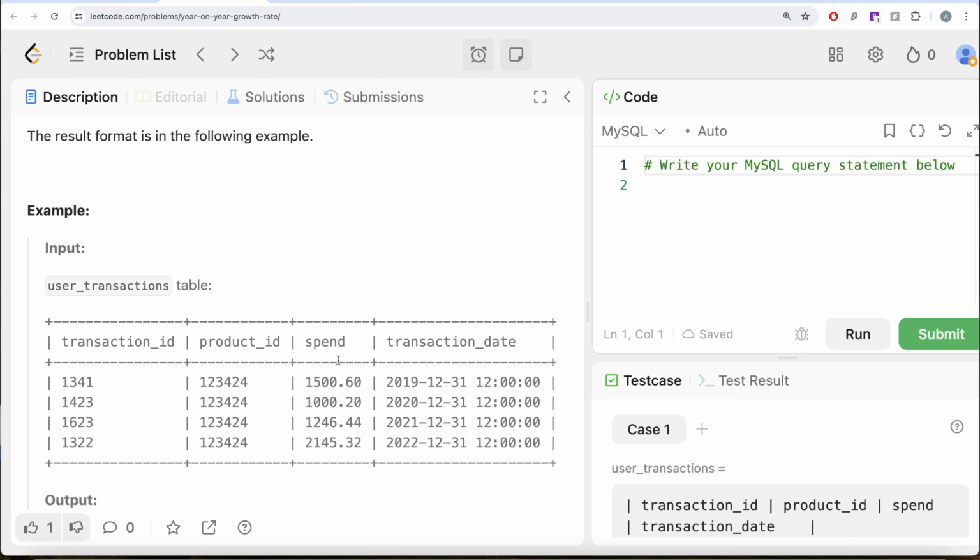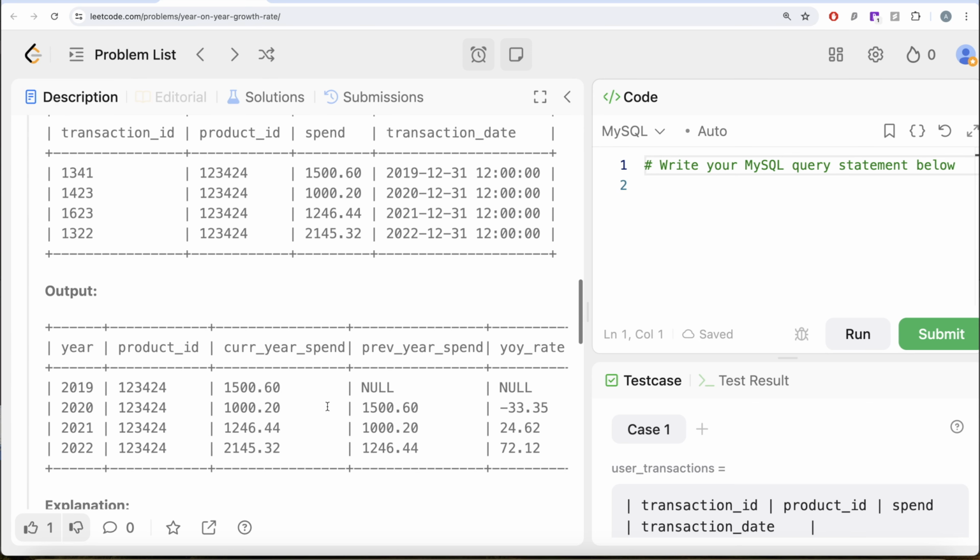So current year spend would be 1500. Previous year spend would be null. And if you calculate the year on year growth, it is going to be null. For 2020, current is 1000. Previous was 1500, and if you do the math, it is going to be coming around about 33% and so on. So that is what you have in our output.